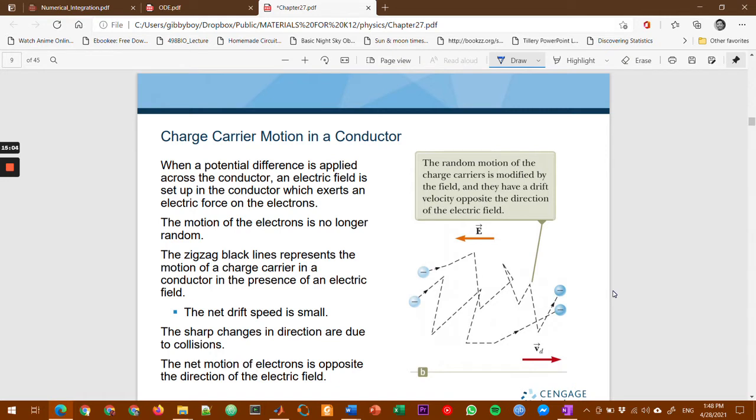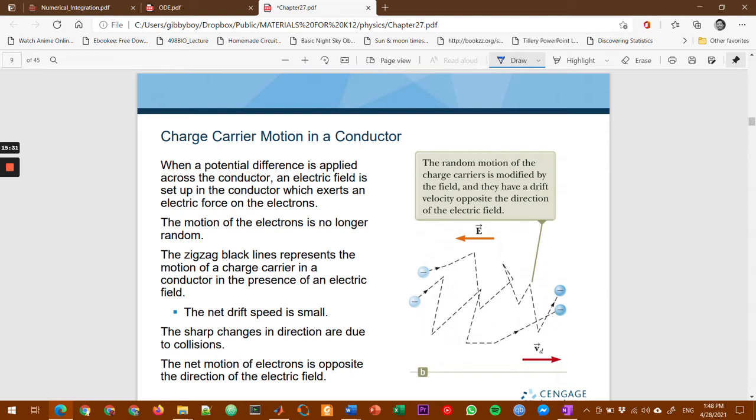As I said earlier, when you have a conductor that is not yet exposed to an electric field, it has free electrons or valence electrons that can freely move around the conductor at a very high speed, on the order of 10 to the 6. But there is no current, because there is no drift velocity moving to the right.